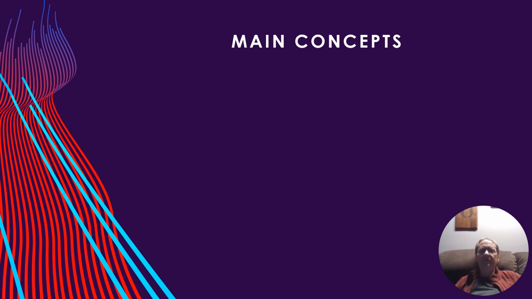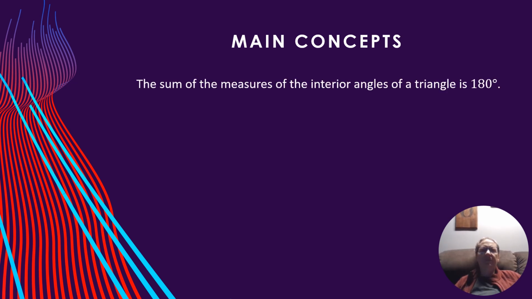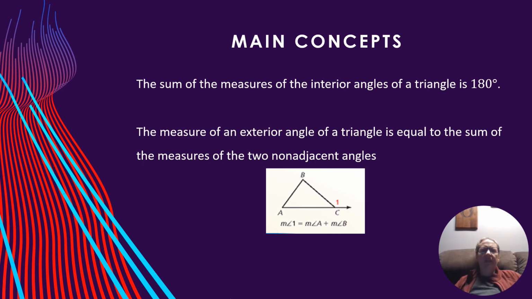The main concepts for today are as follows. The sum of the measures of the interior angles of any triangle is 180 degrees. So all three measures always add to 180 degrees. The measure of an exterior angle of the triangle, which is angle 1 in this diagram, is equal to the sum of the measures of the two non-adjacent angles. So in other words, angle 1 is equal to the measures of angle A and angle B in the triangle.